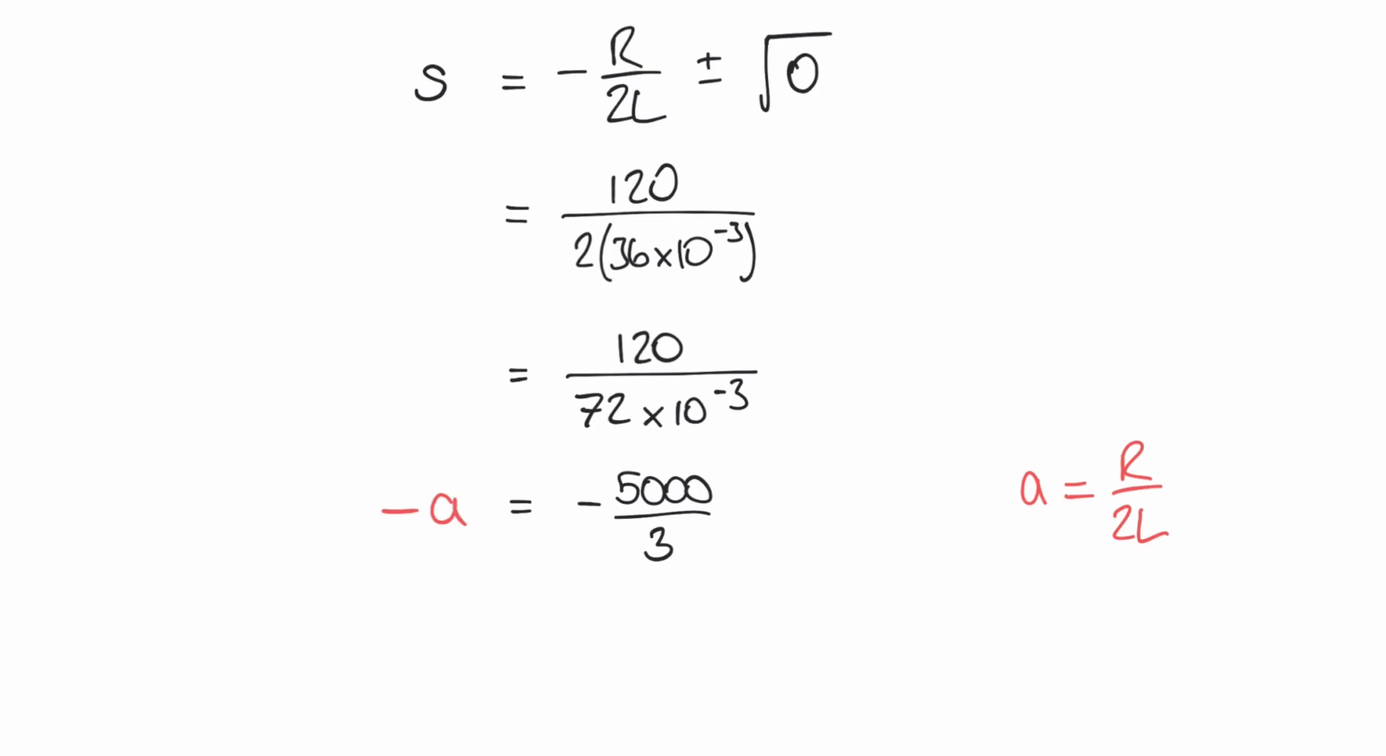So we could have just used the definition of a equals r over 2l. But here we've done it the long way, the proper way, as it were. We've seen where that comes from. But either way, we've now got the value of minus r over 2l is minus 5,000 over 3. So that means that r over 2l, in other words, a, is going to be plus 5,000 over 3.